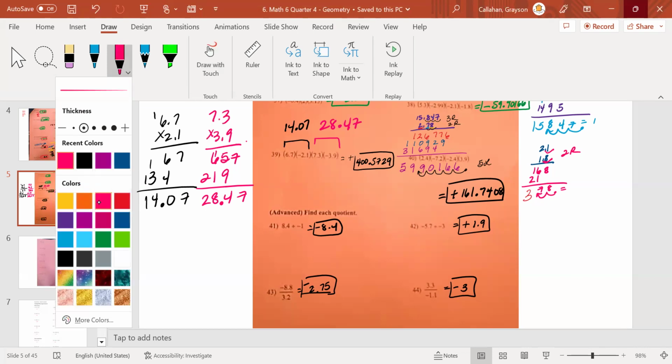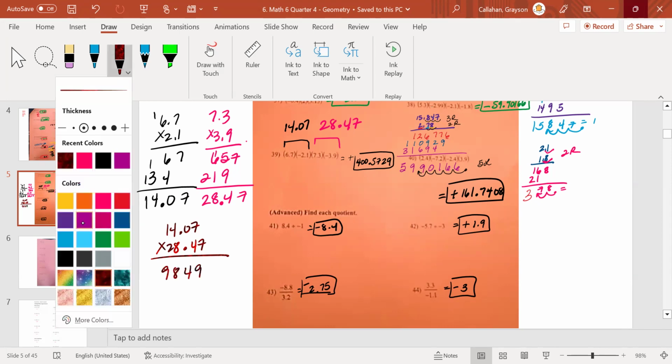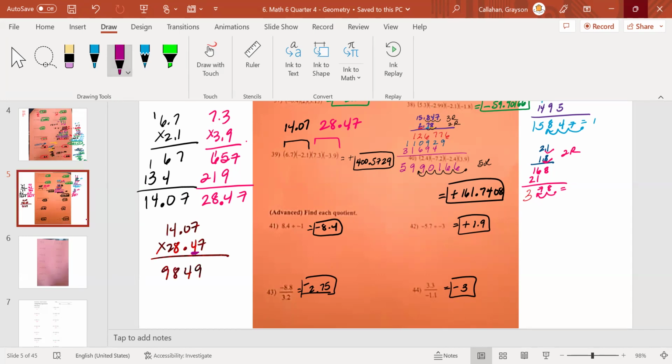Then I'm going to multiply those two together. Okay, and I'll use red for that one. So 14.07 times 28.47. Okay, we'll start with a 7. 1407 times 7 is going to give you 9849. That's the first one. Second one is a 4. 1407 times 4 is 5628.